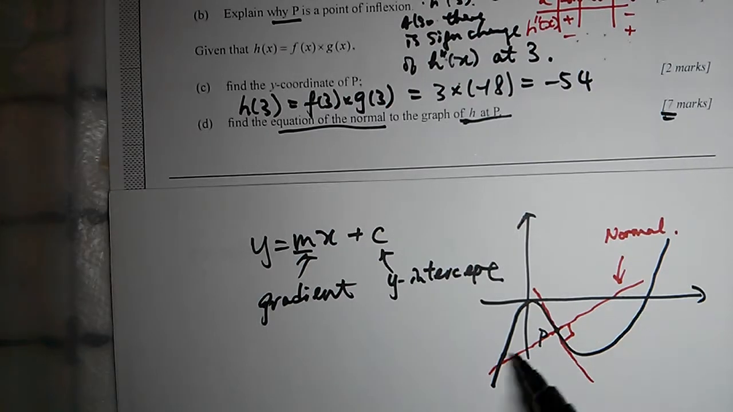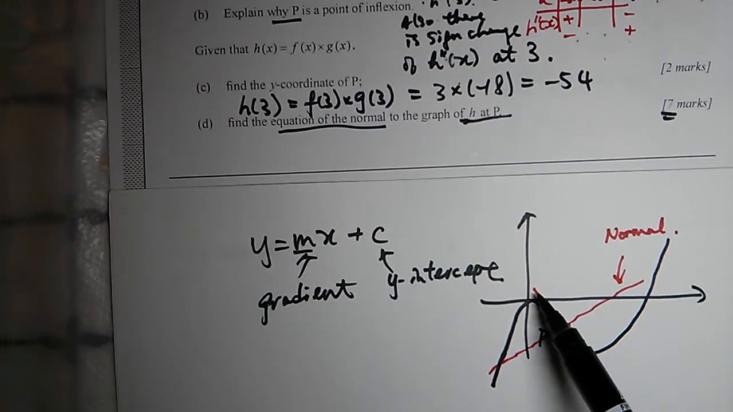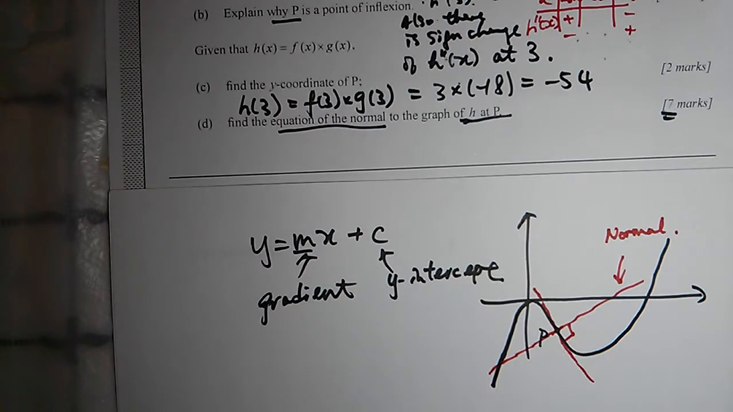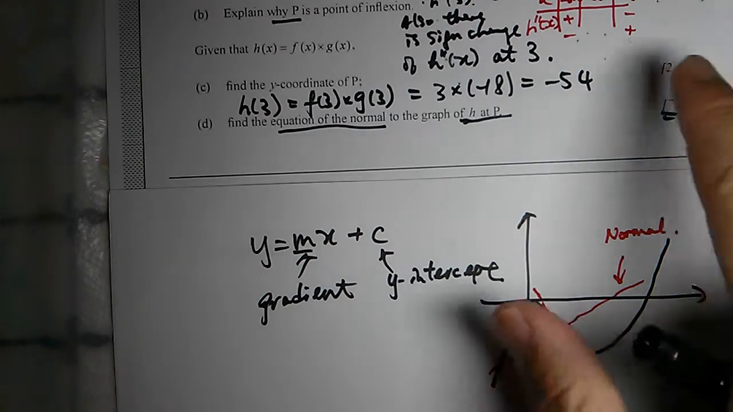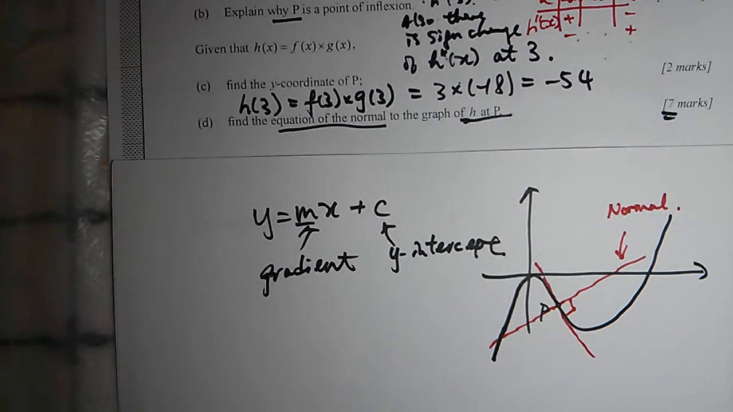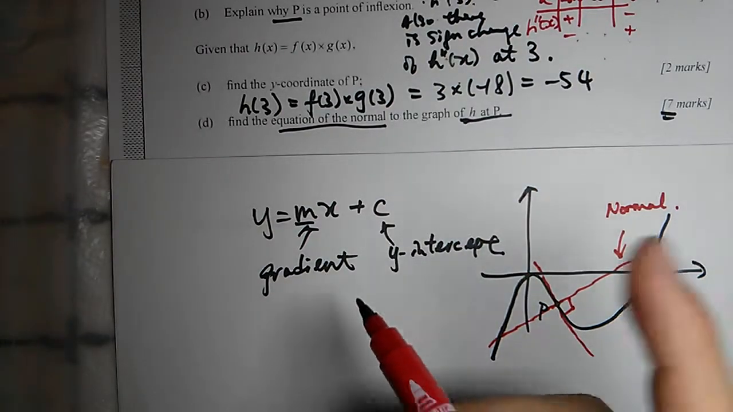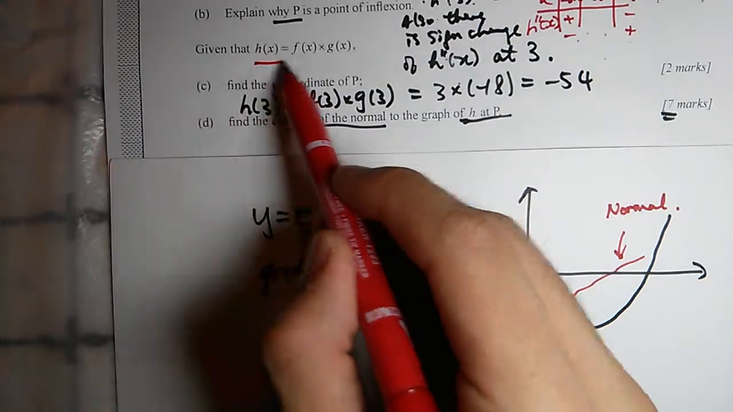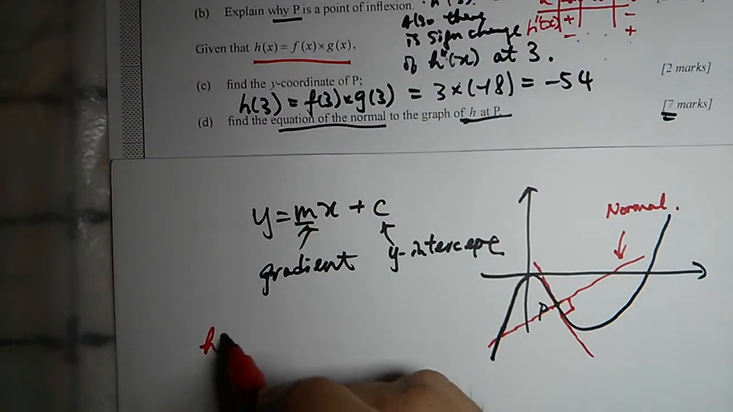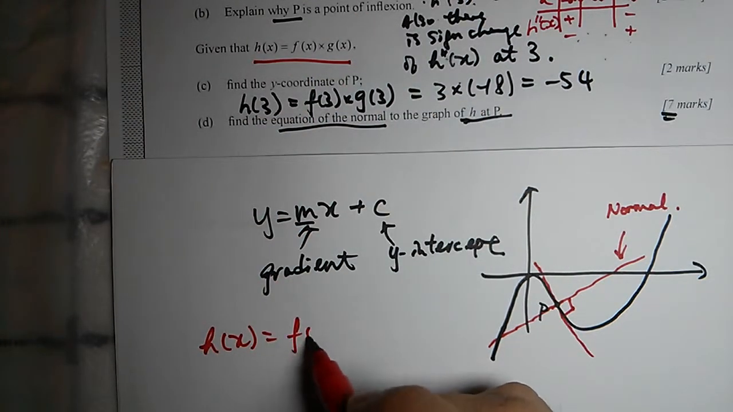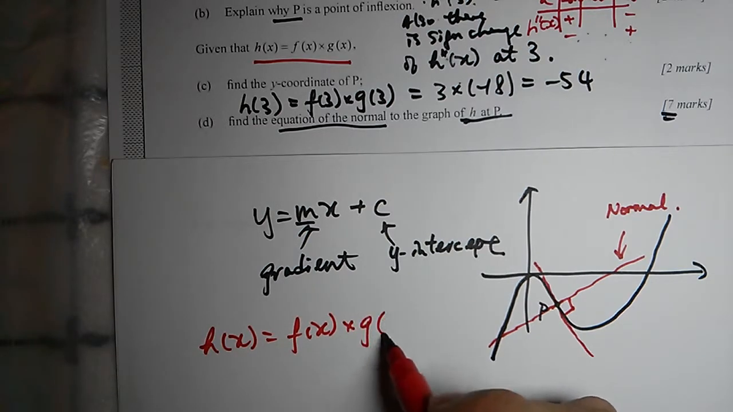To find the gradient of the normal, it would help if we have the gradient of the tangent. And to find the gradient of the tangent, yes, we do calculus, we do differentiation. So to find the gradient of the tangent of h, we want to differentiate h. This is the hardest part of this question. Now h is given to be f times g. So how do you differentiate this?